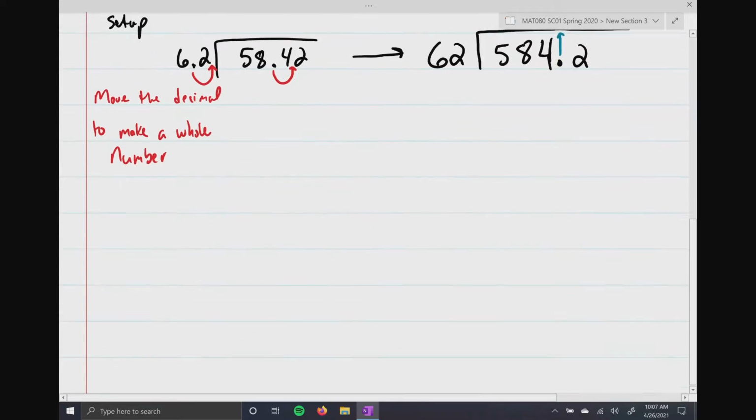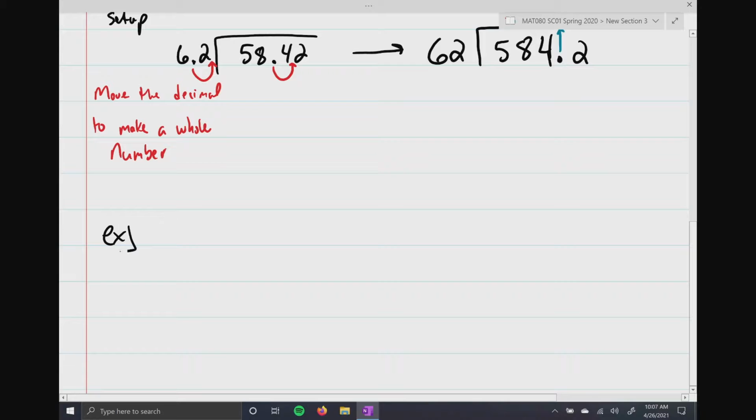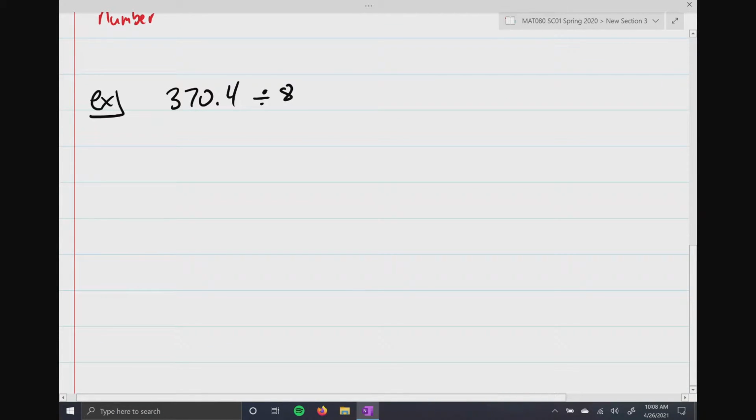So here's our first example. 370.4 divided by 8. Now, I set it up, and then I look at my divisor. My divisor is a whole number. So I'm okay. I don't have to move the decimal. So I'm going to copy the decimal directly above. And I no longer have to worry about the decimal. It's done. Now I just divide.